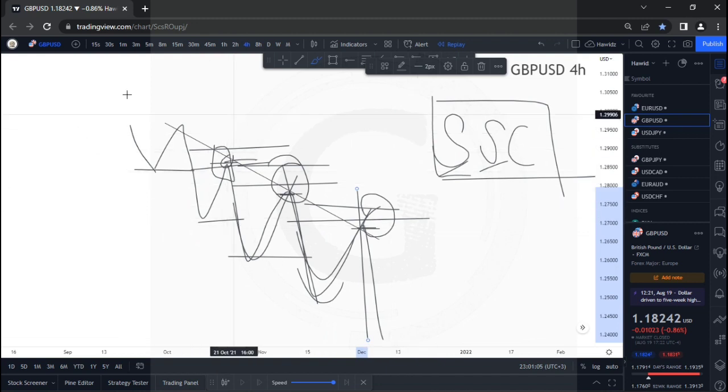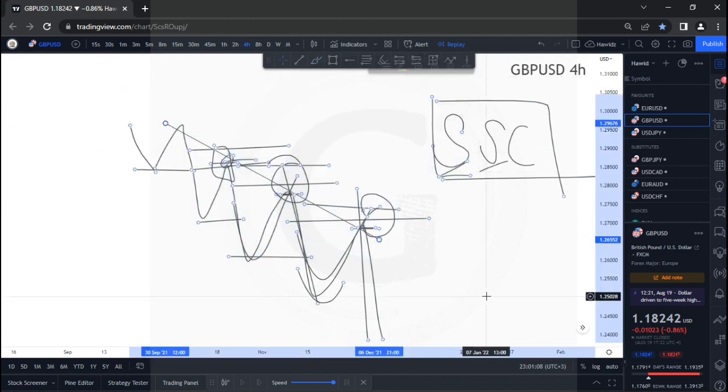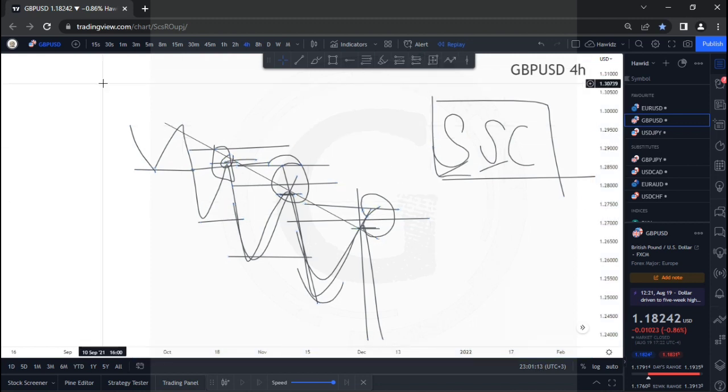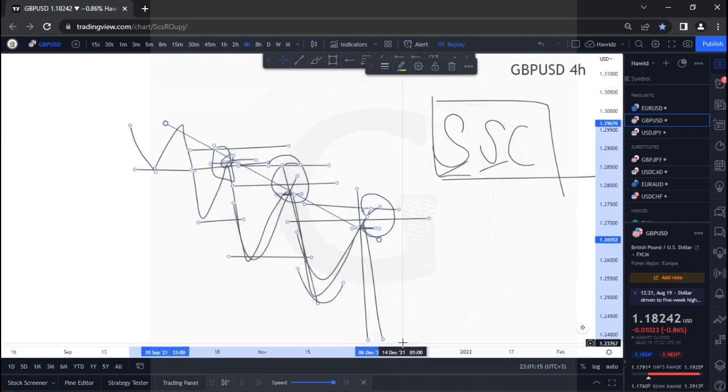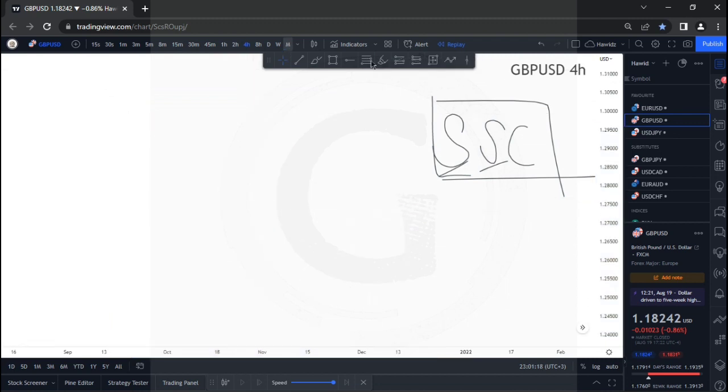So this was me speaking about trend lines and how they work. So let's now go to the other thing, which is fib.